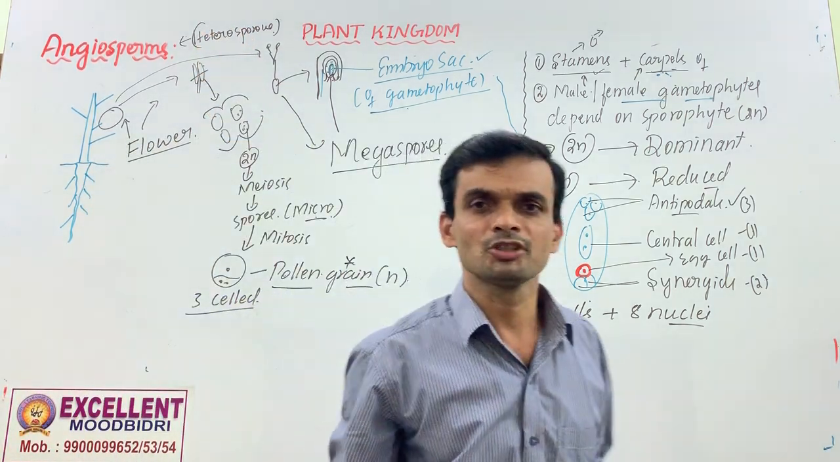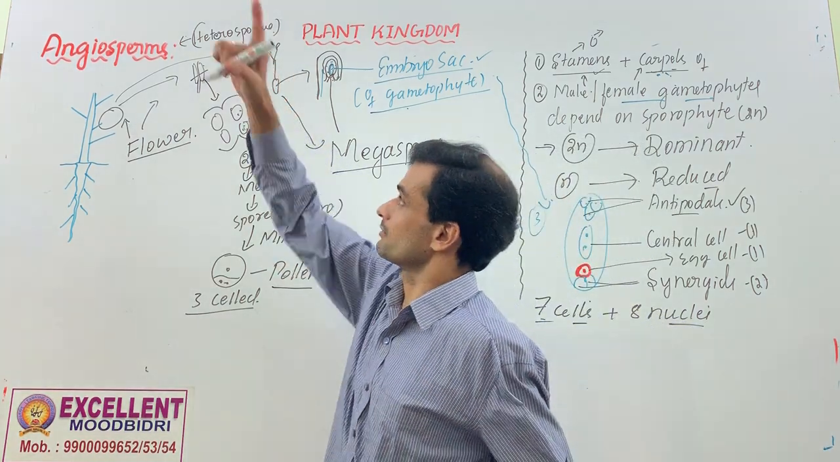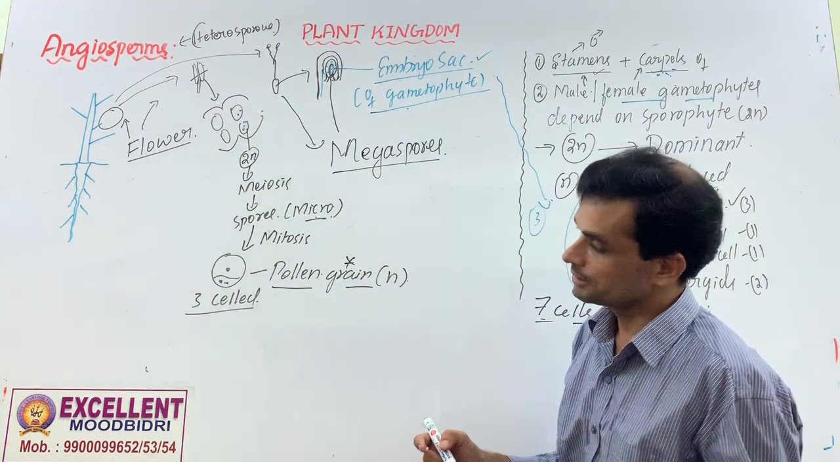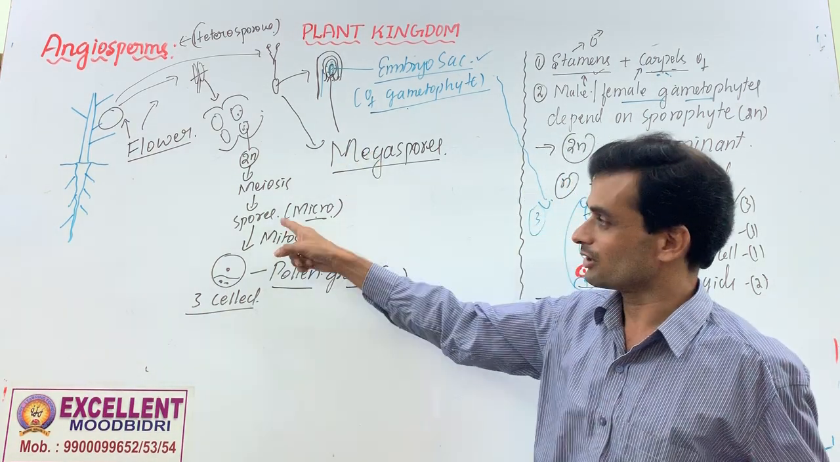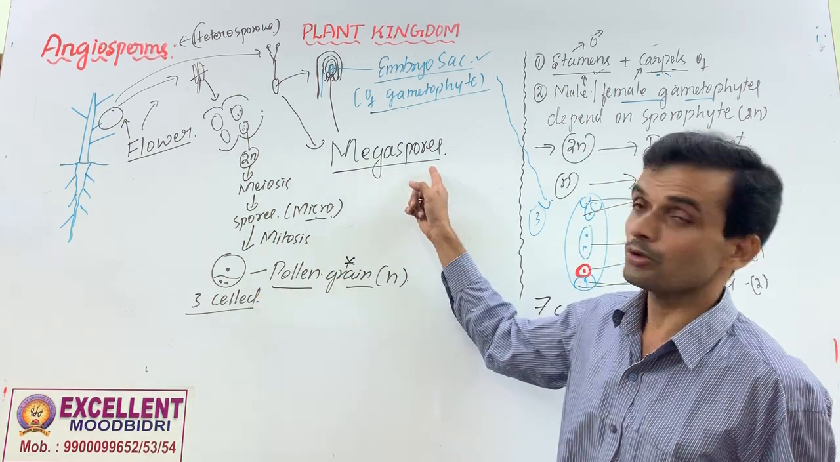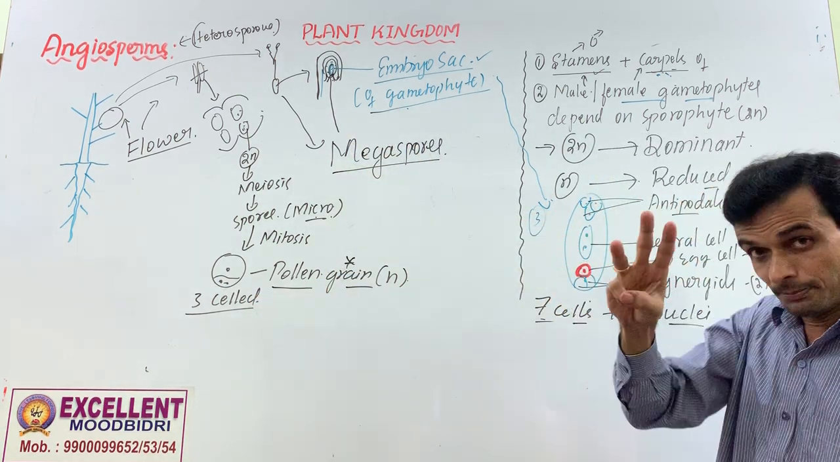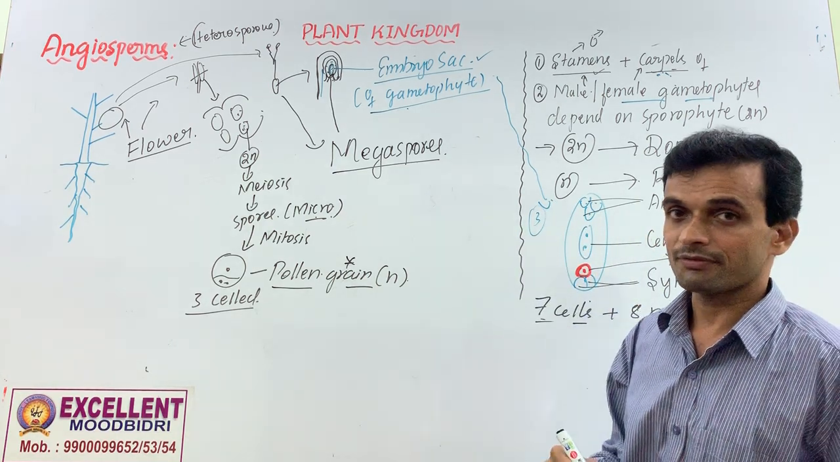Angiosperms resemble gymnosperms in one of the following aspects. The answer can be this one. Both angiosperms and gymnosperms are heterosporous. Megaspore, microspore. Microspore undergoes mitosis to form 3-celled pollen. Here megaspore, mitosis repeatedly 3 times. The number of nucleus increases in geometric fashion.